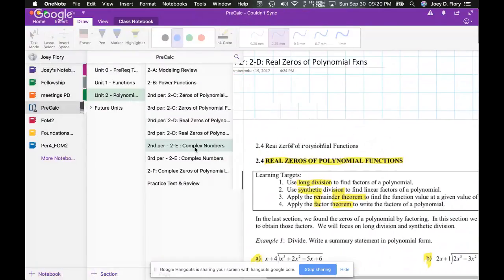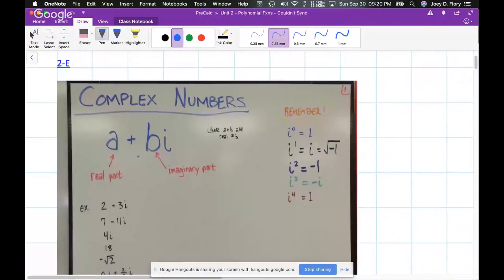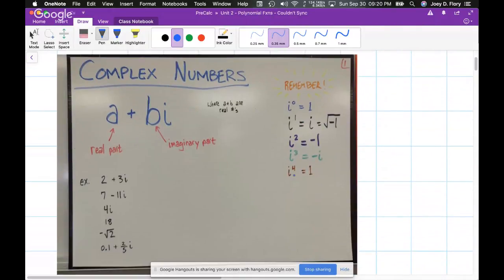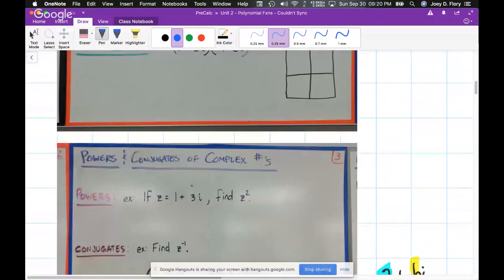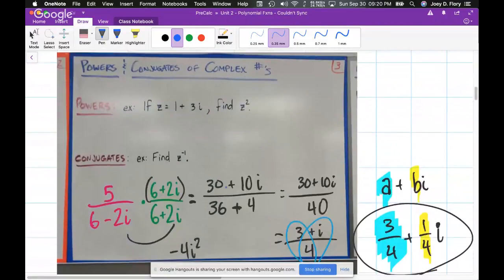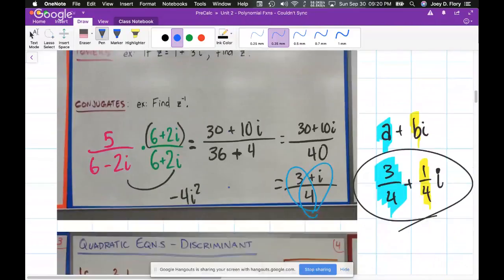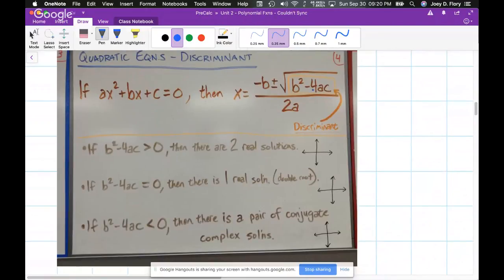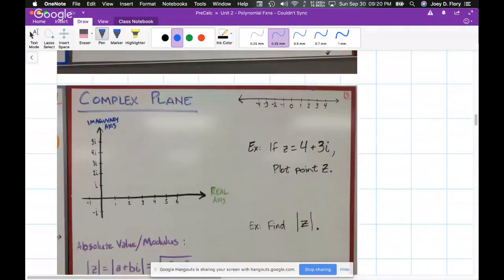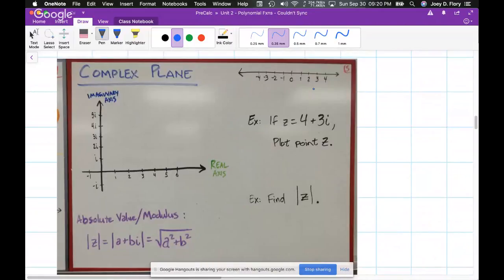2E was next. Was just a view of complex numbers, how to identify them, how to work with that imaginary constant, and then how to add, subtract, multiply, and use the conjugate to rationalize the denominator of complex numbers. And then review of the importance of the discriminant in a quadratic, and then how to plot a complex number on the complex plane, since we can't see those in the real coordinate plane, the Cartesian coordinate plane.